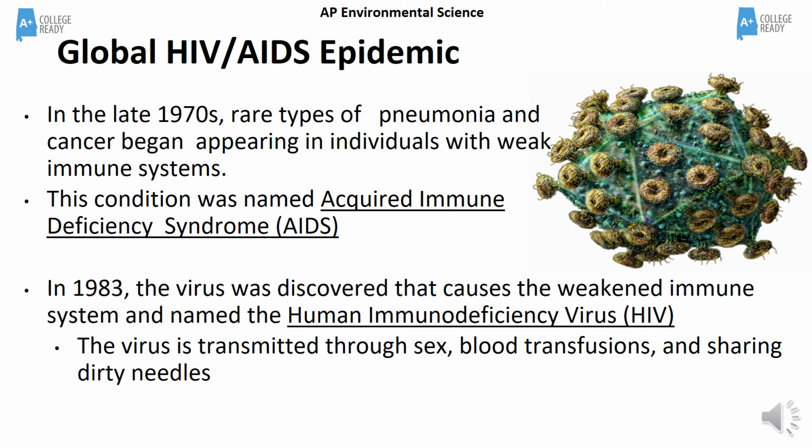In the late 1970s, rare types of pneumonia and cancer began appearing in individuals with weak immune systems. This condition was eventually named acquired immune deficiency syndrome. In 1983, the virus that causes the weakened immune system was discovered and named the human immunodeficiency virus. The virus is transmitted through sex, blood transfusion, and sharing dirty needles, so it's transmitted through bodily fluids.